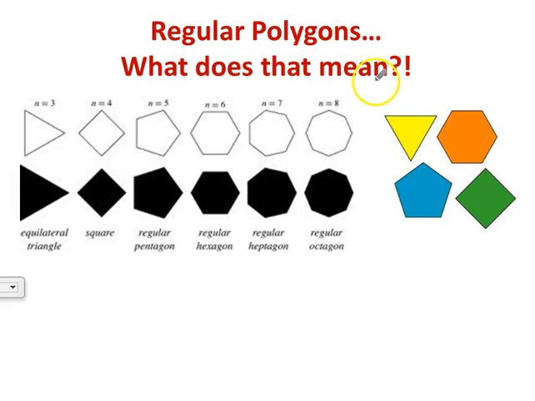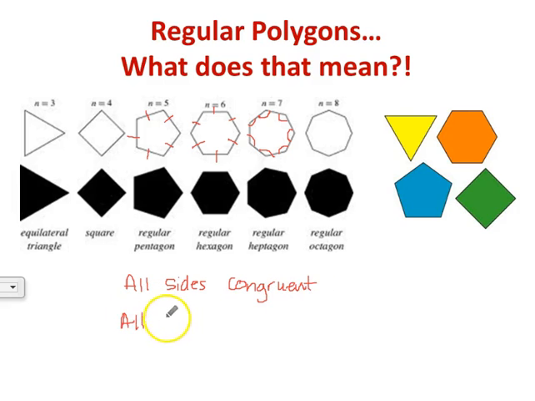Okay. Regular polygons. What does that mean? Regular polygons mean that all the sides have the same measurement and all the angles have the same measurement. I could put ticks in all the sides to show that they all have the same length. Every angle is also going to have the same angle measurement. All sides are congruent, and all angles are congruent. That's what it means to be a regular polygon.